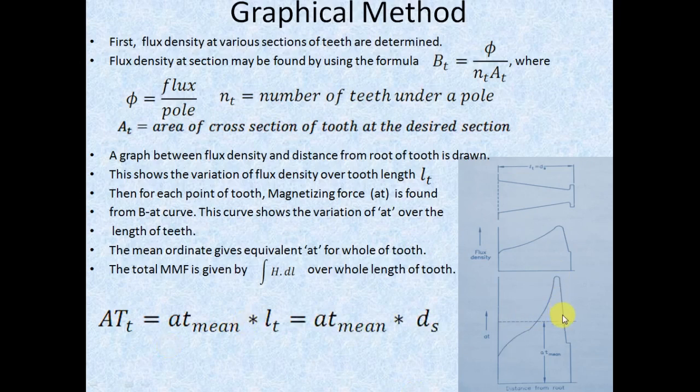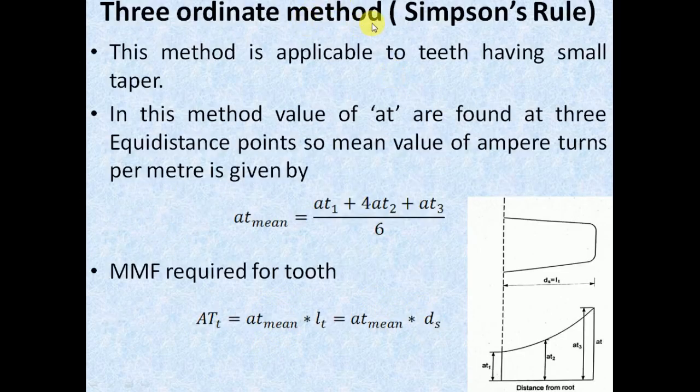This curve indicates the variation of magnetizing force, which is represented by small at, over the whole length of the teeth. The mean of this ordinate is indicated here, which is represented by at mean. This gives the equivalent value of h for the whole of the teeth. The h is also said to be the MMF per meter. Hence, the total MMF for the teeth can be found by multiplying the mean value of MMF per meter with the whole length of teeth. The length of teeth is same as the depth of slot. So you can either multiply it with the length of teeth or with the depth of slot. Next method is 3-ordinate method.